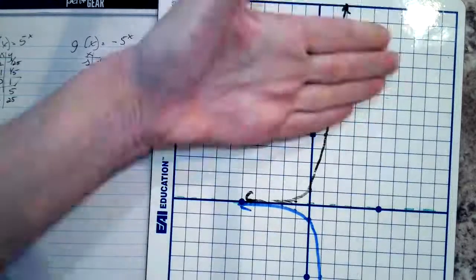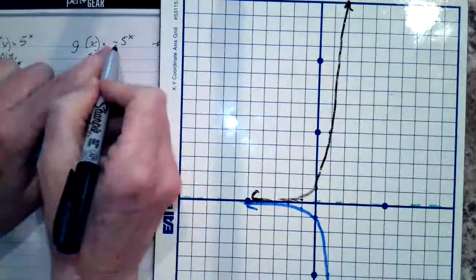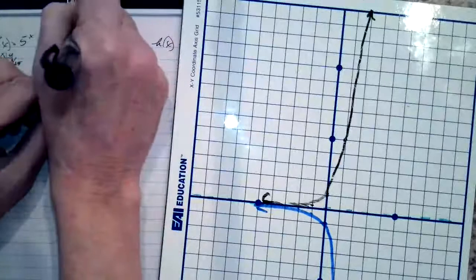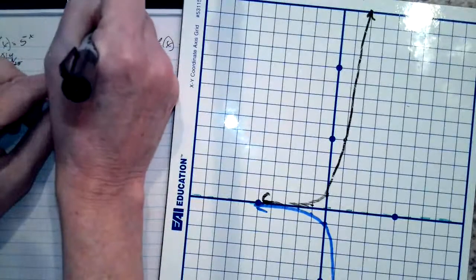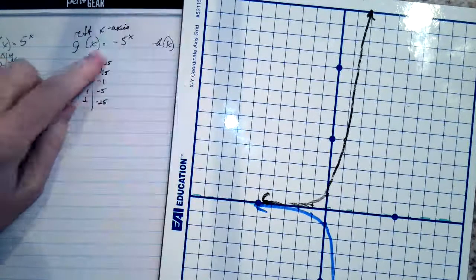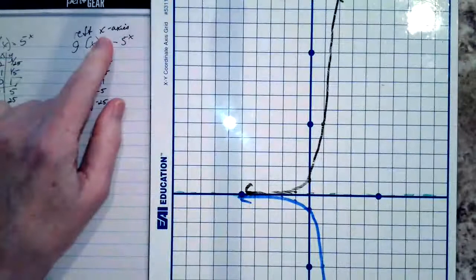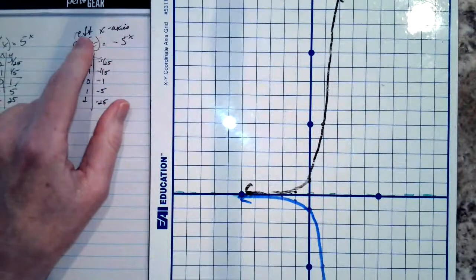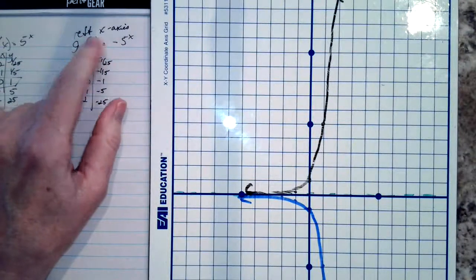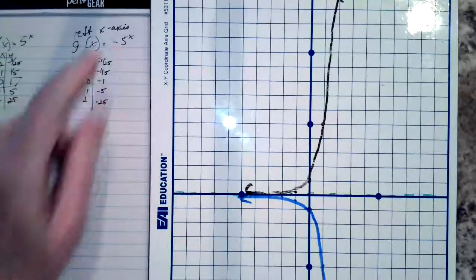So what happened here is this is reflected across the x-axis. So when you have a negative in front here, this is going to reflect across the x-axis. Okay, the negative in front will reflect it down, reflect it across the x-axis. You just mark reflect across the x-axis when it's got a negative in front of the base.